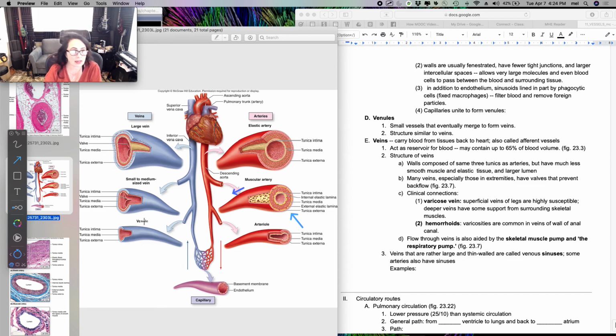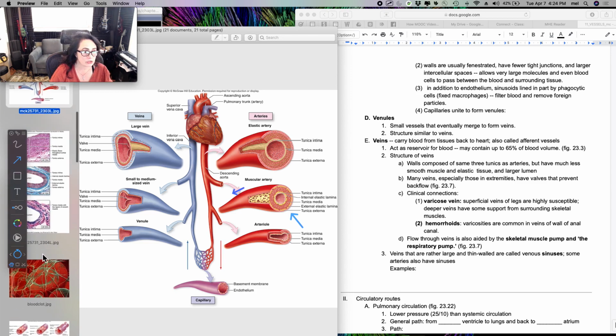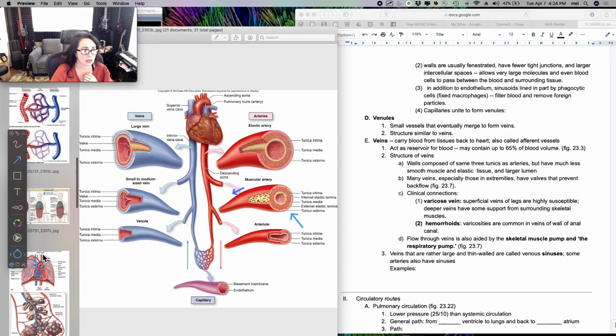And many veins have valves in them. The job of a valve is, if something is going, for instance, against gravity and it doesn't have the pressure that an artery does, then it can try to flow backwards. But if you've got a valve, the valve will prevent backflow. So let me show you how valves kind of work.